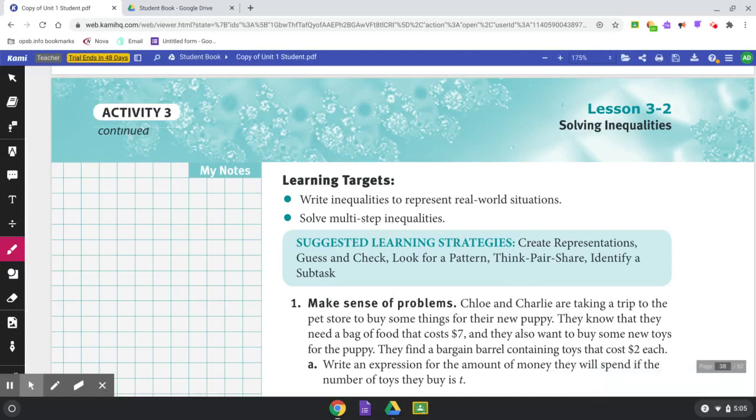Okay, y'all. So today we're going to start discussing lesson 3-2, solving inequalities on page 38. Our learning targets for this lesson are we are going to write inequalities to represent real-world situations. How can you use an inequality in a real-world situation? Then we're going to solve multi-step inequalities. Lesson 3-1 introduced you to one-step inequalities and writing one-step inequalities. And now we're going to move to multi-step inequalities.